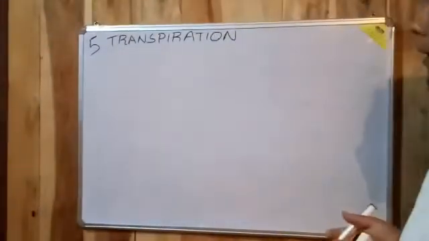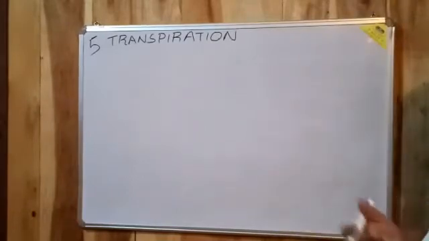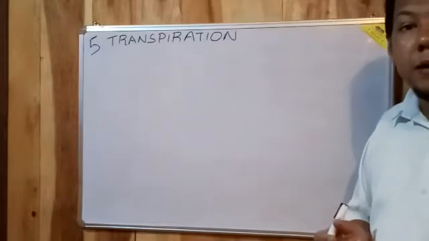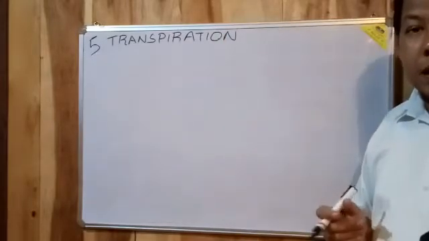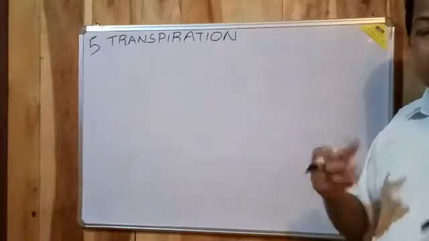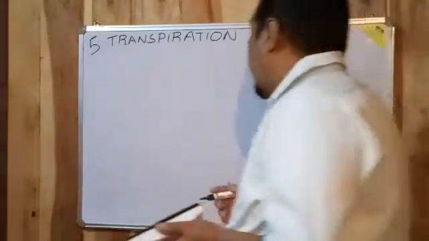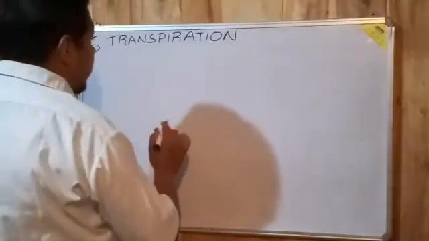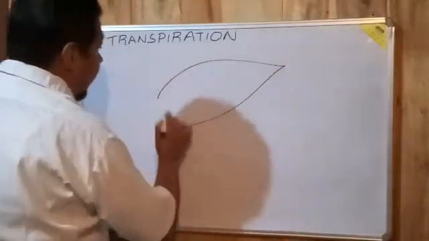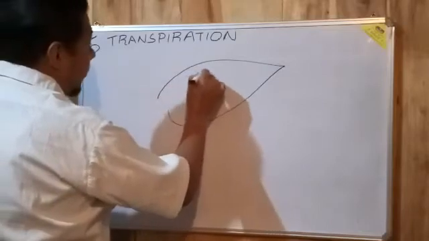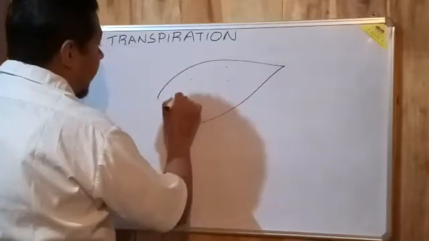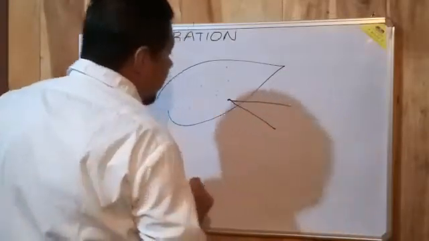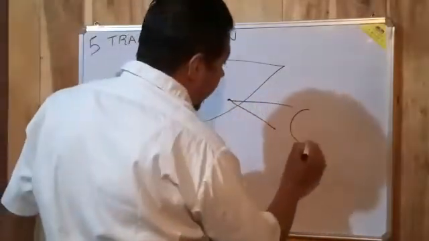Now, what are the aerial parts of the plant? Can you tell me? Like leaves and the stem of the plant may be the aerial parts. Now, from the leaves, from where do they lose the water? If you see a leaf, on the underside of the leaf you may have seen small dotted marks like this. If you magnify this in a microscope, what do you see?